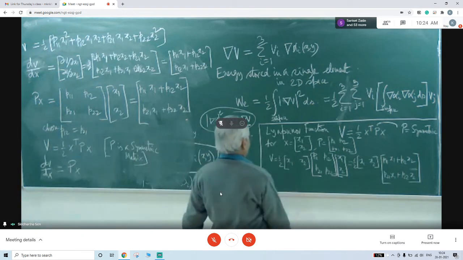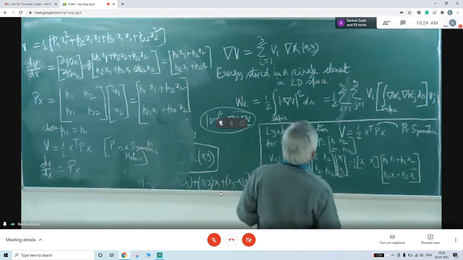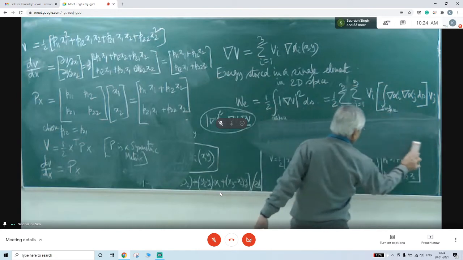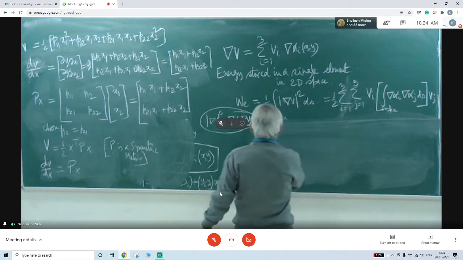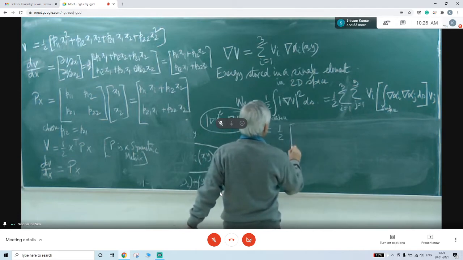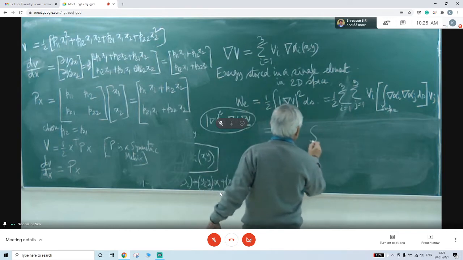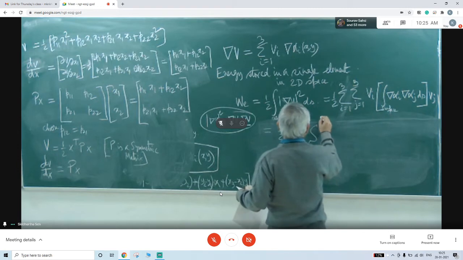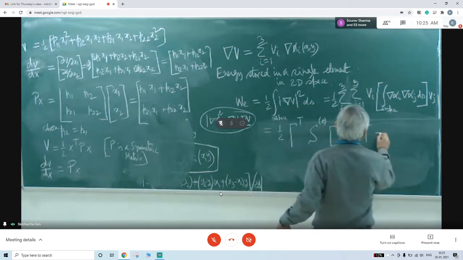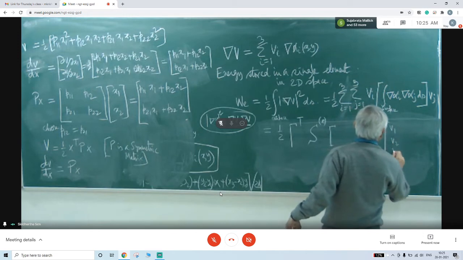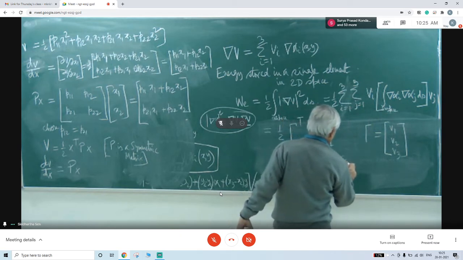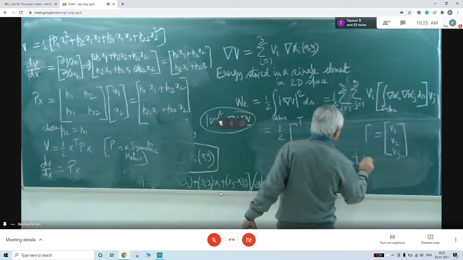Now, taking these things there, Q over here, what we can write is that W is equal to half of capital lambda transpose S E into capital lambda, where capital lambda is nothing but the potentials V1, V2 and V3 there. And SE is a sensitivity matrix.